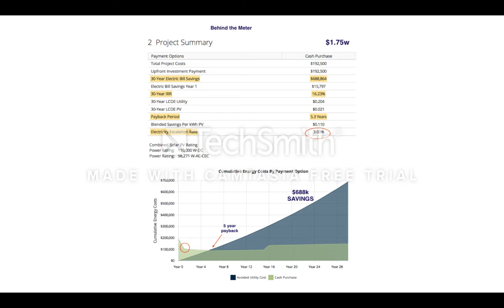That gets very, very complicated. We're trying to keep it very simple. This is a cash deal proposal for behind the meter to offset energy uses on site. And so as you see over here to the top right is $1.75 a watt. That's the price per watt of this proposal. That is a great price.